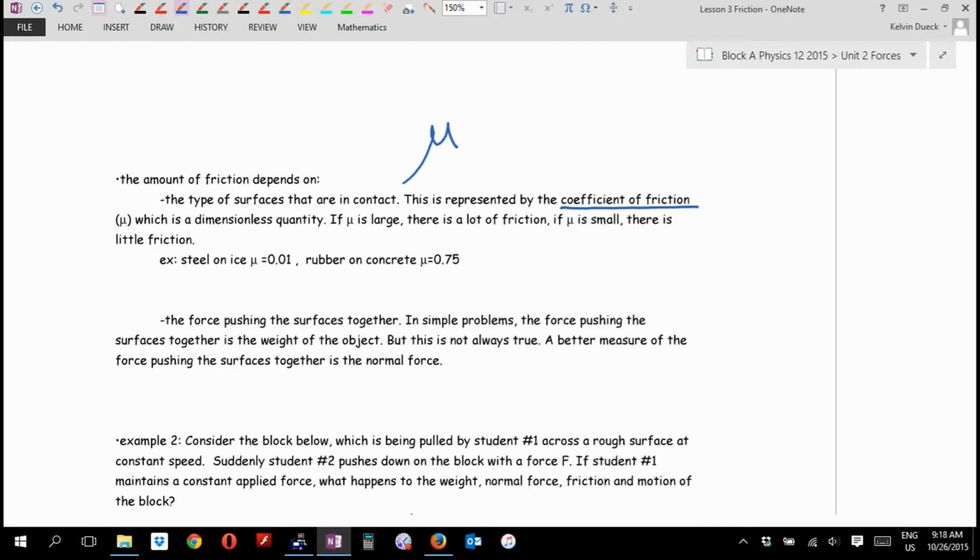It has no units, it's a dimensionless quantity. Later on I'll show you why that's the case. But mu is not measured in newtons, it's just a number. It's usually a decimal. The bigger the decimal, the stickier the objects are to each other. So if mu is large, there's lots of friction. If mu is small, there's not much. For example, steel on ice has a mu of about 0.01. Rubber on concrete has a mu of about 0.75.